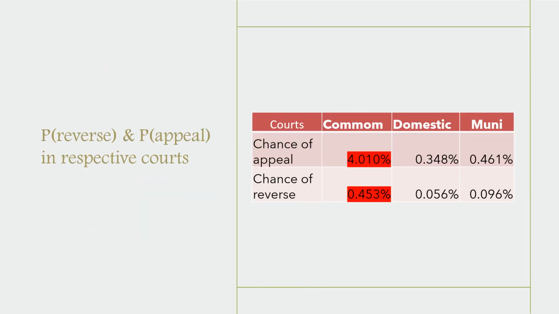Okay, now let's get into the first part of the calculation. Out of those 3 courts, after Excel calculation by dividing the sum of cases being reversed and appealed over the total amount of disposed cases, we found out that the common court has the highest chance of appeal and the chance of reverse, which are marked in the red area.